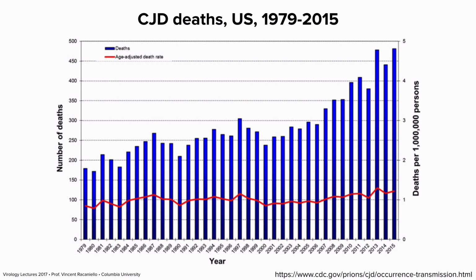This is the rate of CJD in the US from 1979 to 2015. It's about 1 to 2 per million. That's the global rate as well. The blue bars are the total number of deaths from 1979 to 2015, you can see 450 to 500 total. This is cumulative, so the number's going up. And the rate is about the same here. The red is the age-adjusted deaths per million people, between 1 and 2 here.